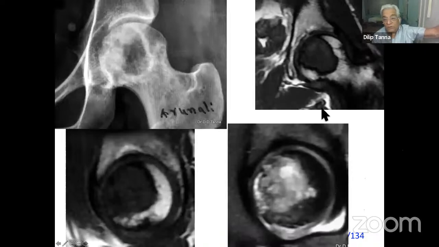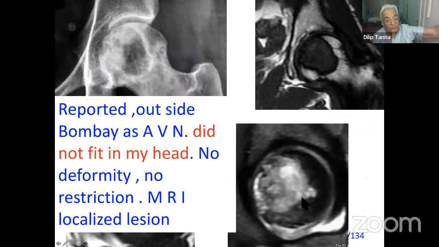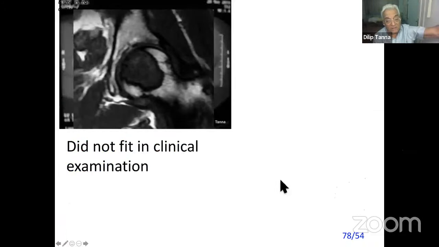So now this was the hip. This is the X-ray finding. This is the typical hip in T1 and T2. Reported outside Bombay as AVN. Didn't fit into my head. No deformity, no restriction. MRI, localized lesion, no symptoms, cannot be AVN. Didn't fit in the clinical examination.